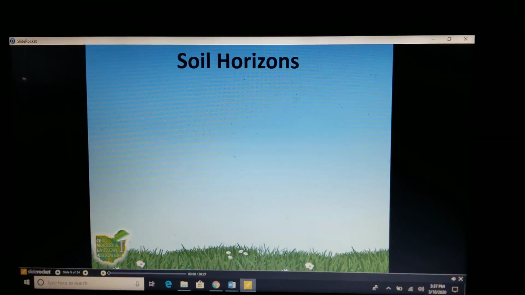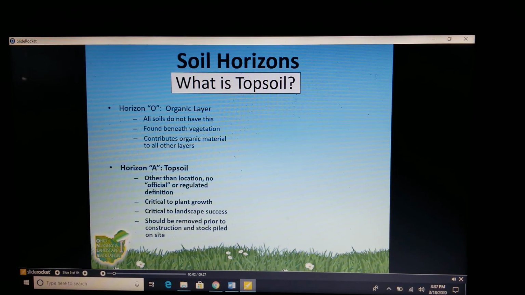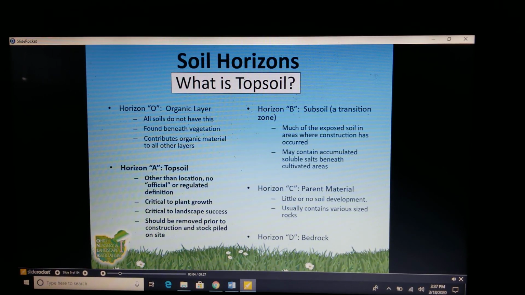Here are some important points about each horizon. Topsoil is the soil nearest the surface. There is no official designation for topsoil, but it is critical to plant growth and the success of your landscape. If you buy topsoil near your location, it will likely be the same topsoil as yours, and you will gain nothing for your landscape. Topsoil should be protected when possible, especially during construction. Topsoil should be stockpiled and returned to the site once construction has ended.